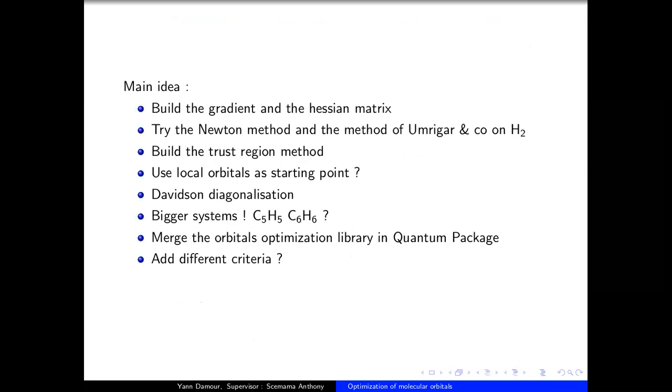So the main idea of this project is to build the gradient and Hessian matrix, first of all. After that, we will try to build the Newton method and the method of Umrigar and coworkers on H2. After that, we will build the trust region method. Maybe we'll use local orbitals as a starting point because it could be a good thing. After that, we'll do the Davidson diagonalization and try on a bigger system before merging into the Quantum Package library.